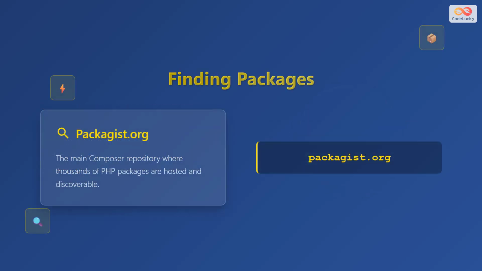Now that you know what Composer is, how do you find the packages you need? The primary resource for finding PHP packages is Packagist.org. Packagist is the main Composer repository, where thousands of PHP packages are hosted and made discoverable. You can search for packages by name, description, or keywords.